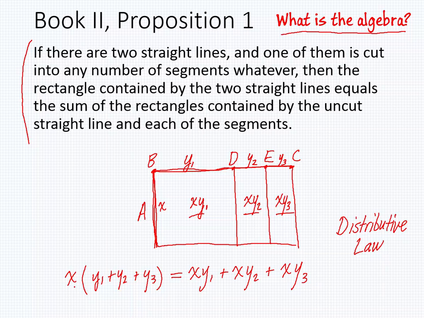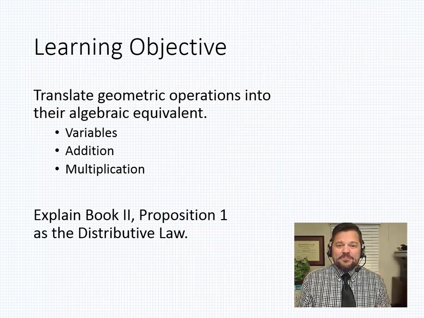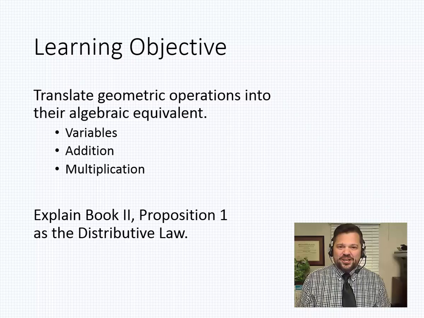And the distributive law says that if you multiply a value by the sum of values, that is equal to the sum of the multiples of the individual values. That is pretty exciting. We just derived geometrically one of the fundamental laws of algebra. And so that brings us to the conclusion of the introduction to Book 2 of Euclid's Elements. We've seen that you can translate geometric operations into their familiar algebraic equivalents.